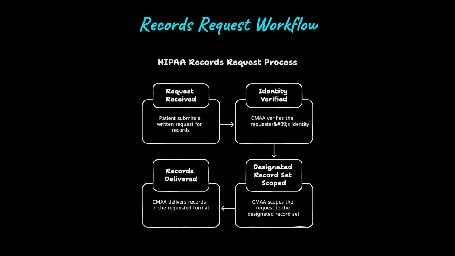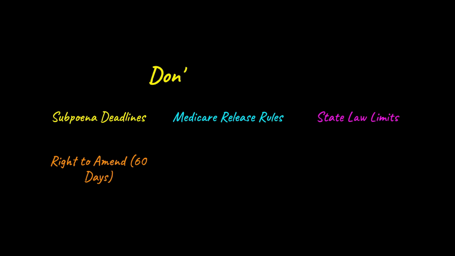Mechanically, the practice receives a written request. The CMAA verifies the patient's identity, scopes the search to the designated record set, and delivers the records in the requested format, including electronic delivery when the records are kept electronically.